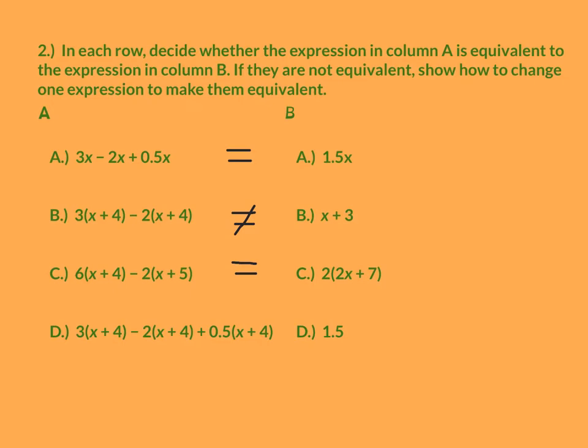My next problem. Okay, I'm kind of running out of room here, but we should notice automatically that the x plus 4s are the same. So I'm going to actually write that down right underneath it so that you can see that x plus 4 is going to come out, and therefore what that term is multiplied by is 3 minus 2 plus 0.5.